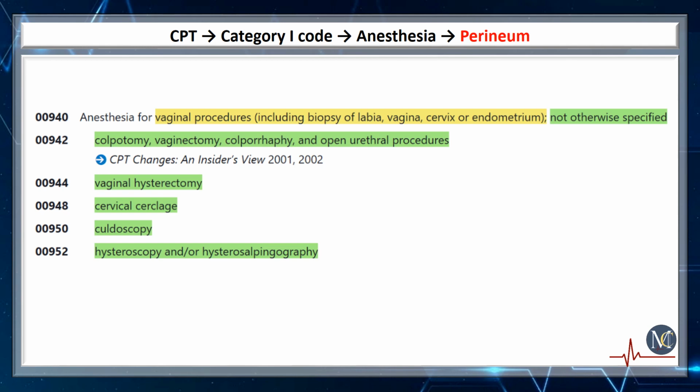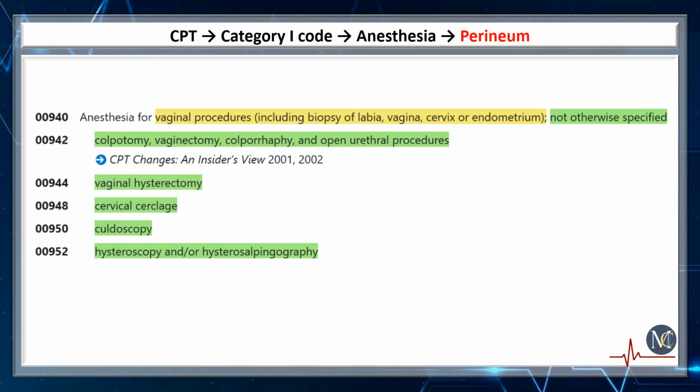Next code is 00942. Colpotomy, vaginectomy, colporrhaphy, and other urethral procedure. The provider performs anesthesia services for a patient undergoing procedures on the female vagina and associated structures, including biopsy, incision into the vagina, repair of vaginal tear, or excision of the vagina, and open urethral procedure.